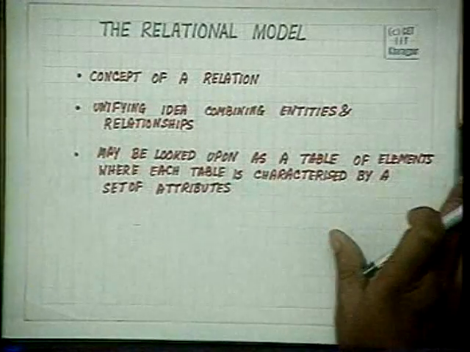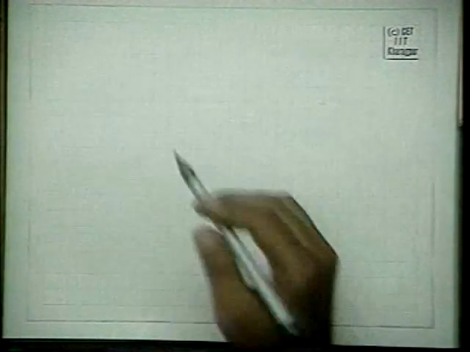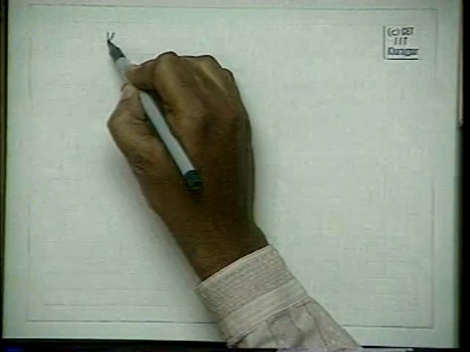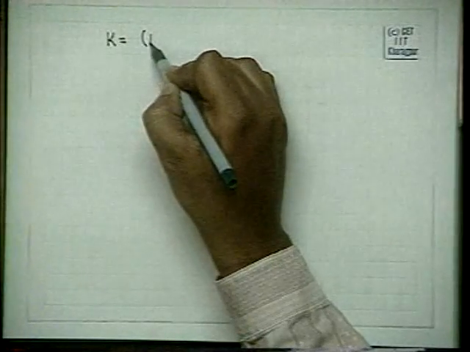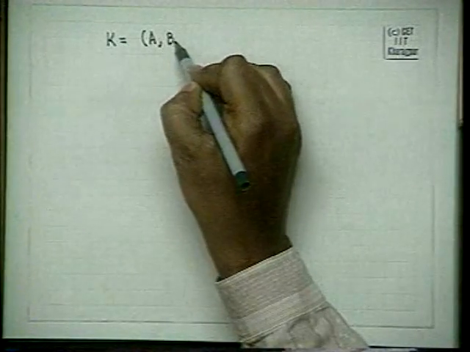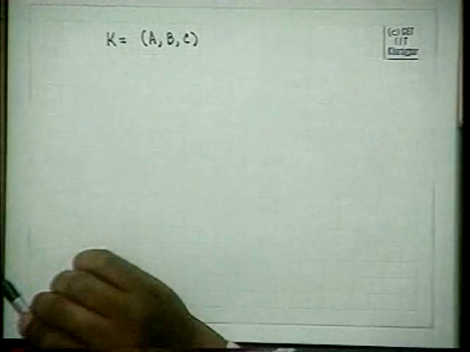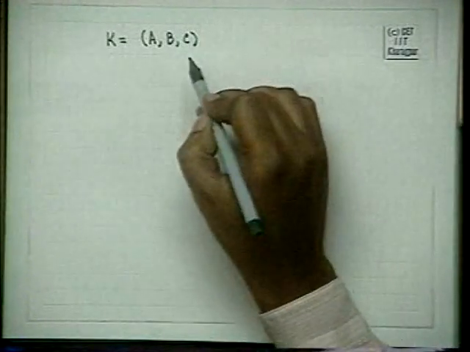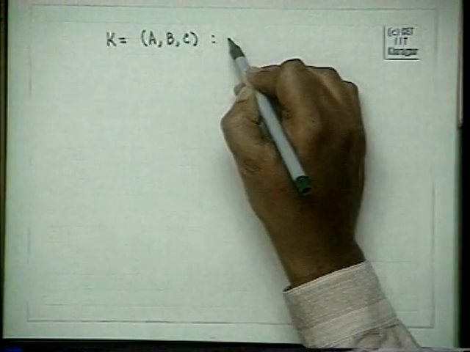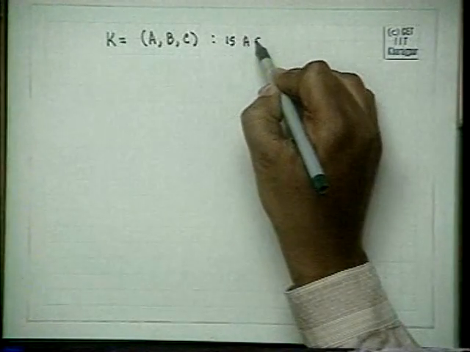In the relational model, the first concept is the concept of a relation. Mathematically speaking, we have a set of attributes. Let K equal to A, B and C be a set of attributes.